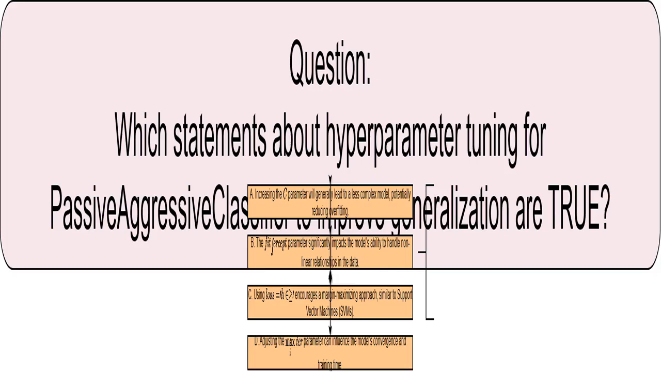This is the core question. We're given 4 different statements and have to figure out which ones are correct about improving the model's performance on new, unseen data. We need to understand the function of each hyperparameter to answer this.